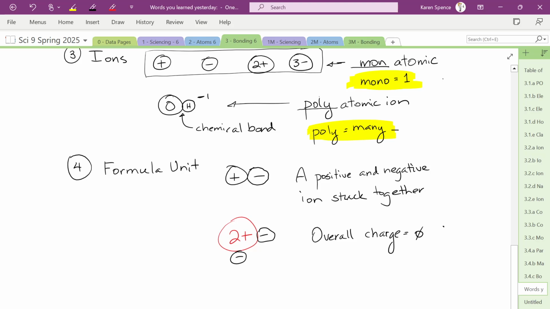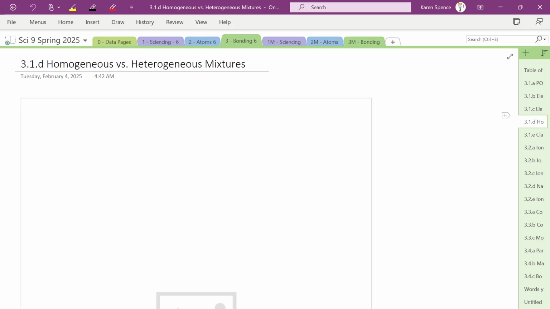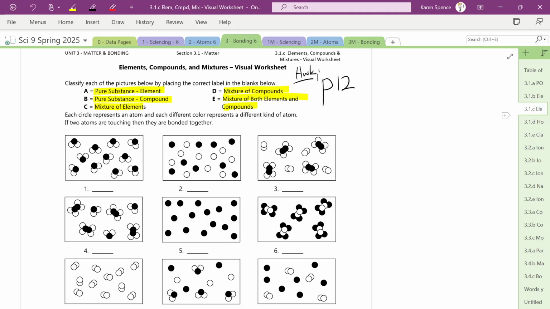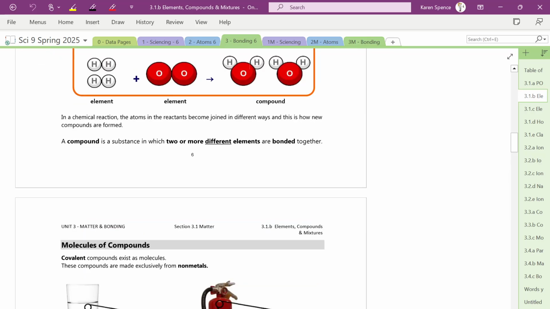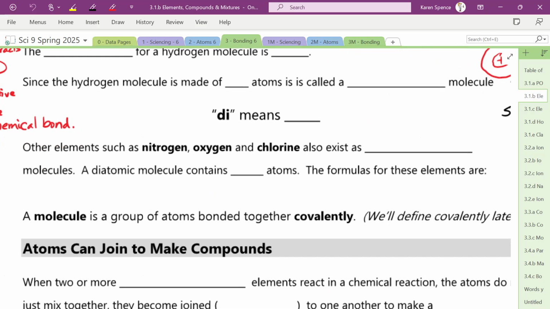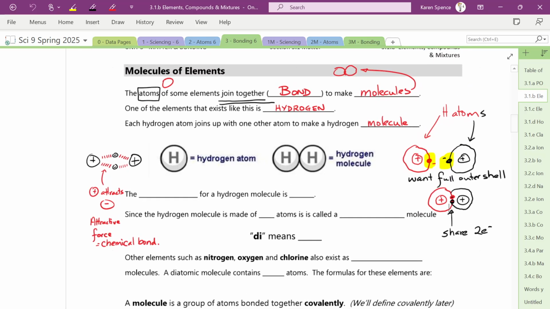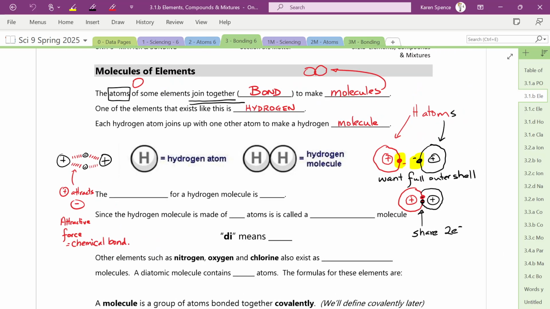All right, so there's our formula unit, and those are our 4 types of particles. And now we are going to go back to, nope, nope, nope. There we go. Page 6.